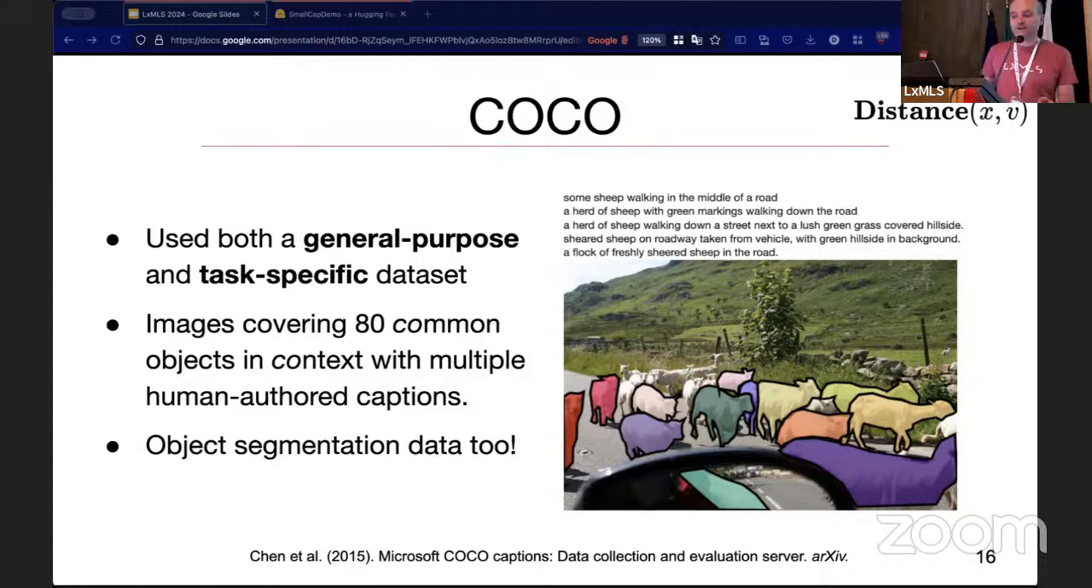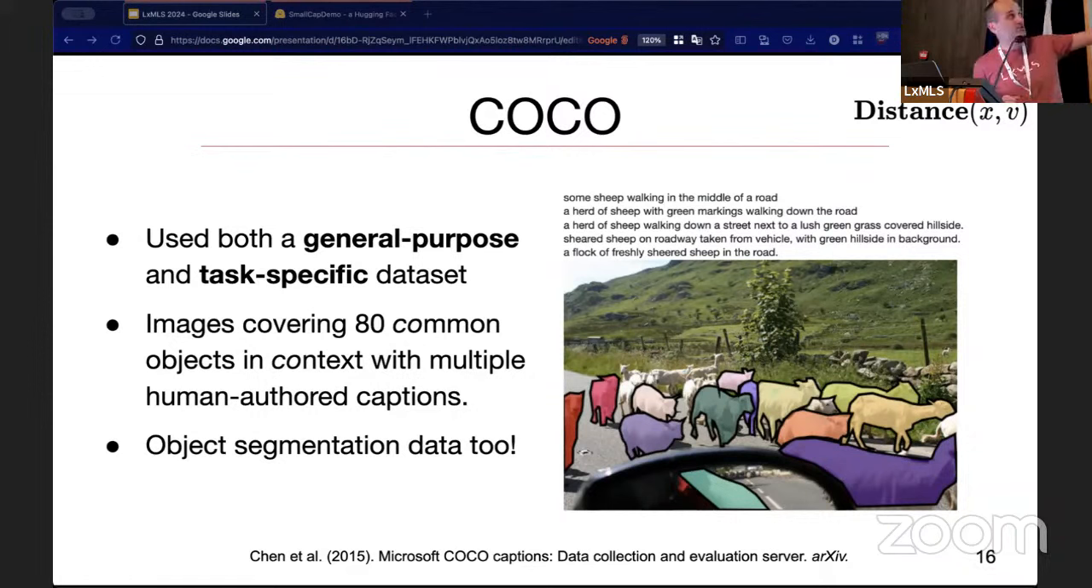So MS COCO is an extremely important data set in multimodal learning, and it's used both for general purpose representation induction and also for task-specific problems like image captioning or image segmentation, as you can see with all of these segmented sheep on the right-hand side. And the images here cover 80 common objects that appear in context. And these common objects are sampled from basically Flickr images collected in North America and Western Europe.